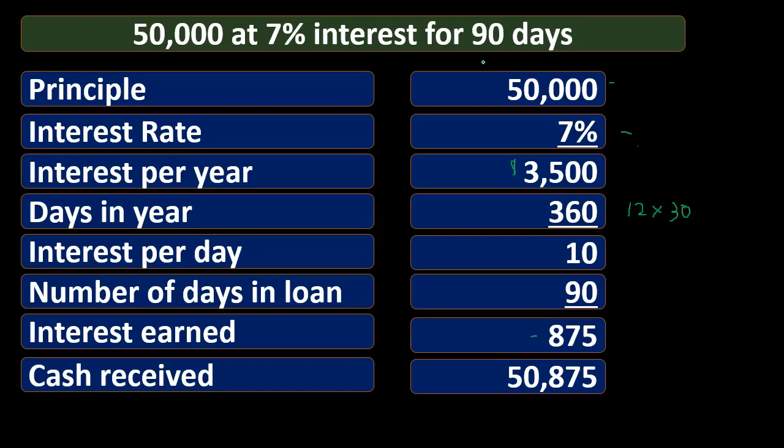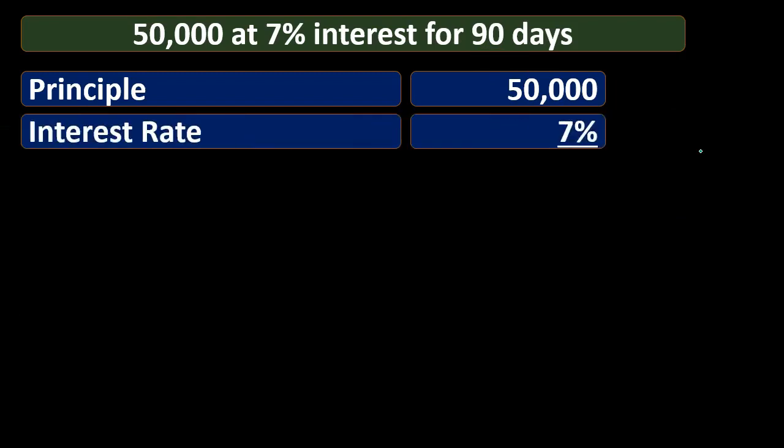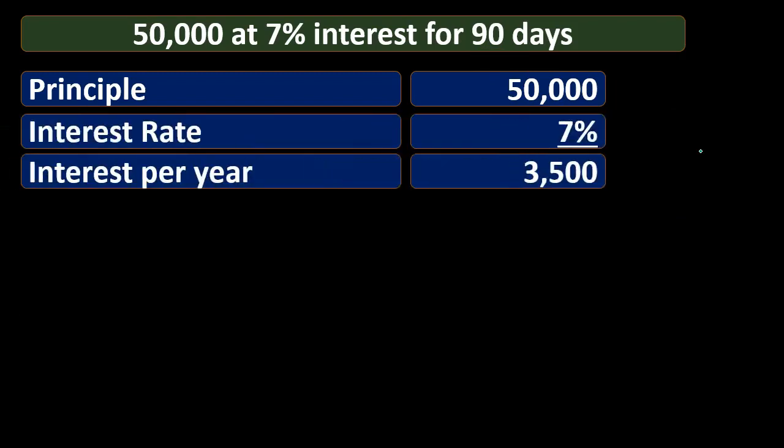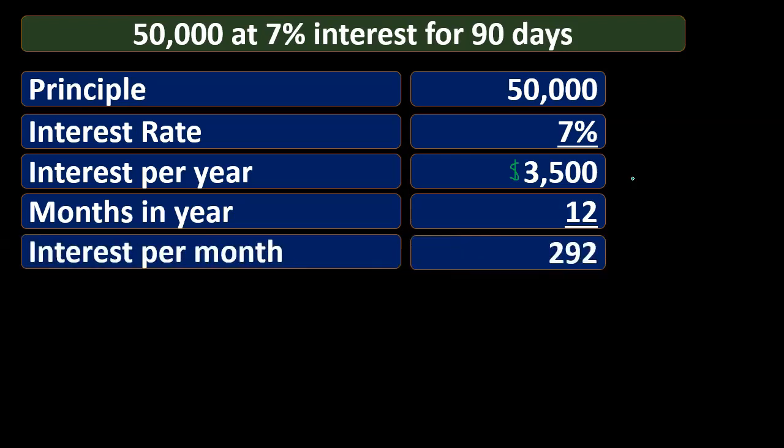If it's going to be a longer term problem, then we might just round these to months and use months as the calculation, as we'll see this time. Same type of idea. We'll take the 50,000, multiply times 7%. That's going to give us our 3,500. So 50,000 times 7%, the yearly rate, gives us the 3,500 interest per year. Now instead of dividing it by 360 days, we'll divide it by 12, giving us the interest rate per month, 3,500 divided by 12.